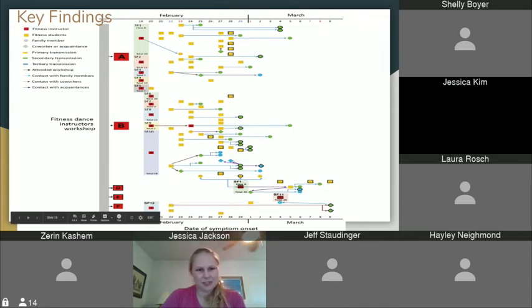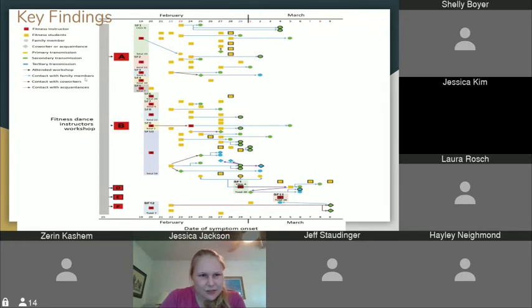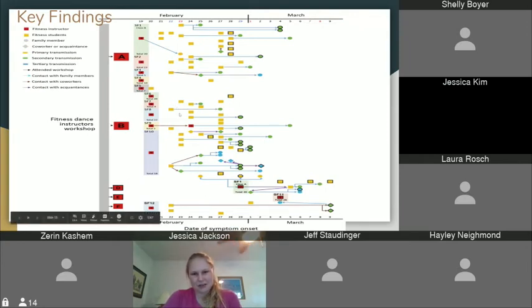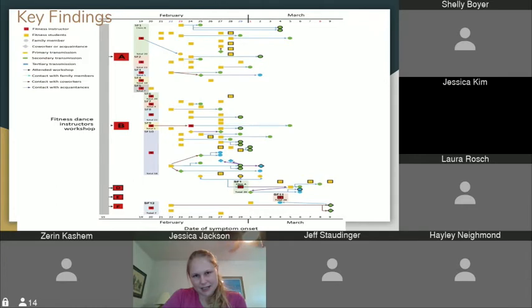I found it a little bit confusing in that they defined a primary case or primary transmission as yellow, or the fitness students. And so I just found it a little bit hard to read, but I thought it was interesting how they mapped it out. And one thing that you'll see here is that it's a similar pattern to that of the Lancet article, where a lot of these little yellow squares didn't wind up transmitting the virus to anybody else, even though they became infected.